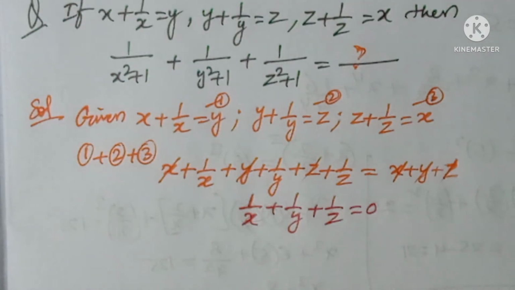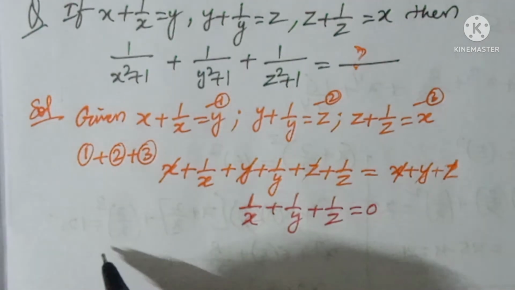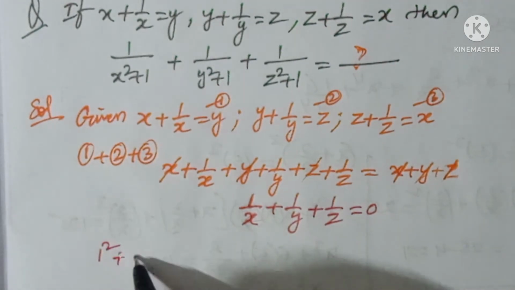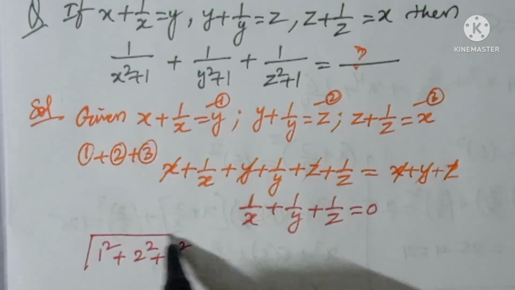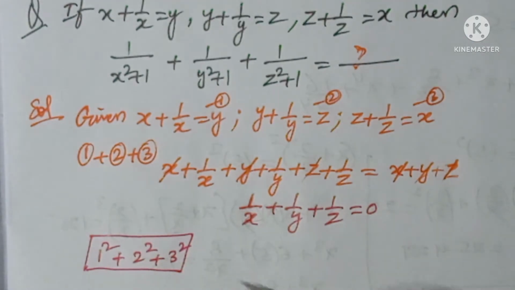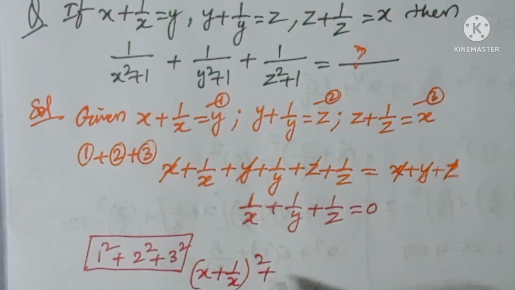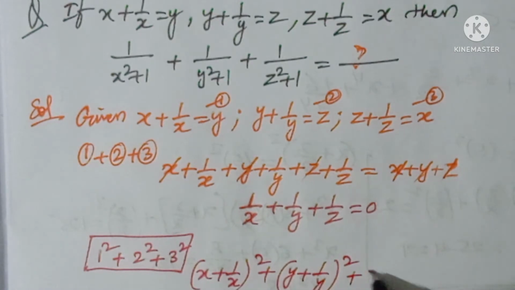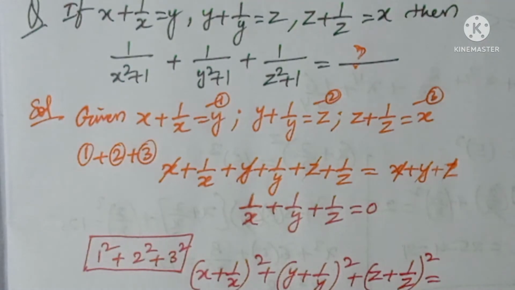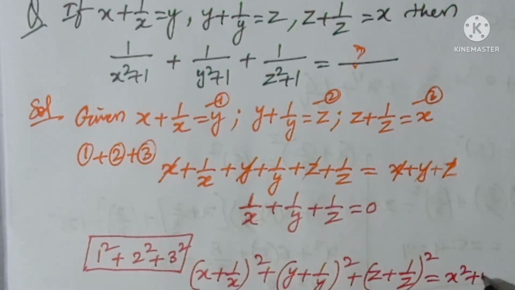So here, squaring and adding: 1 square plus 2 square plus 3 square, squaring and adding them. So what will we get here? x plus 1 by x whole square, y plus 1 by y whole square, z plus 1 by z whole square is equal to x square plus y square plus z square.